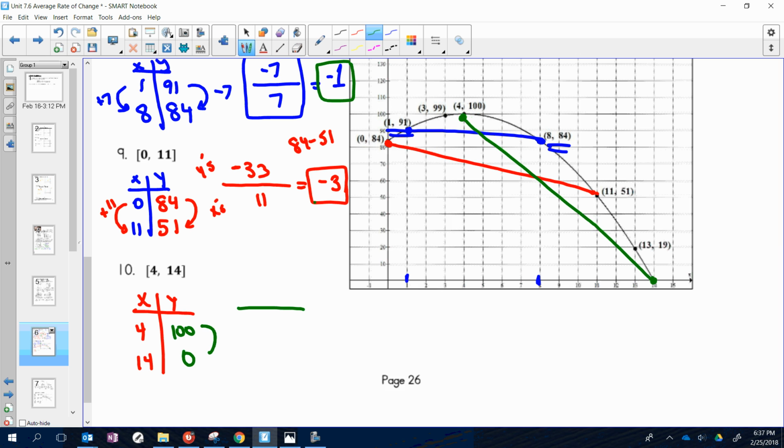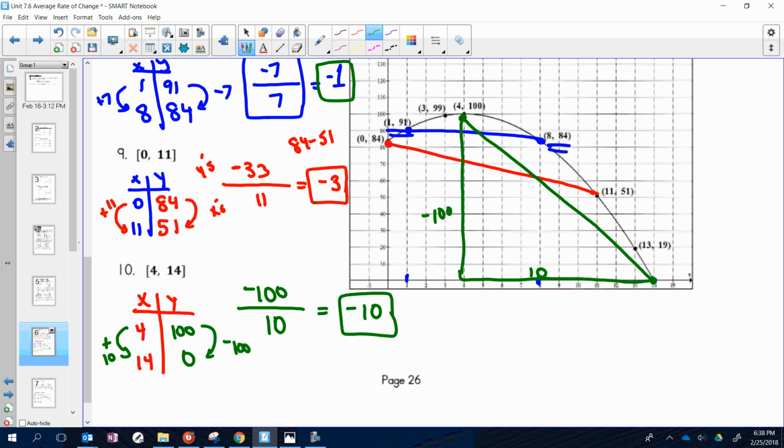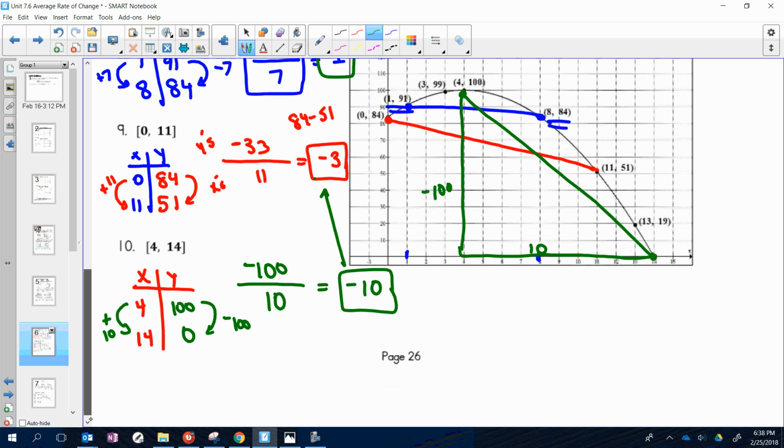Let's see, we are dropping 100. So again, you could do this also if you wanted to. Drop 100 and go over how far? 4 and 14, that's a difference of 10. And that was a positive increase. We dropped 100, but we increased 10 on the x scale in the right direction. So if we divide that, we get -10. Definitely steeper than -3, right? So that one had the greatest rate of change.